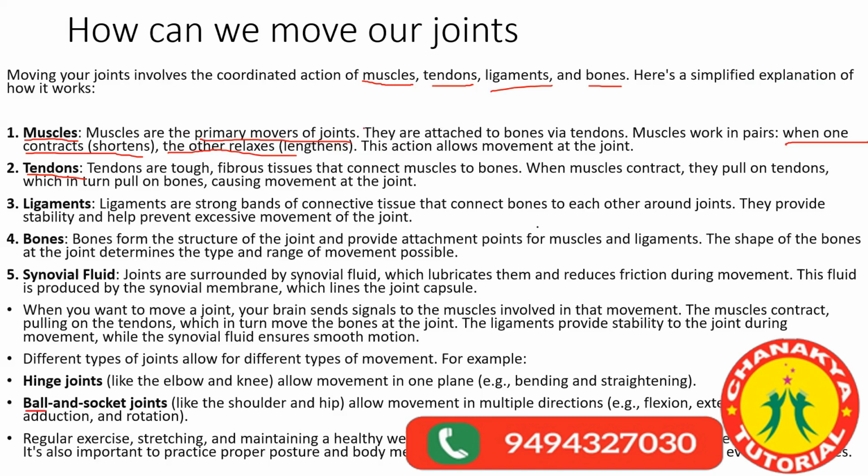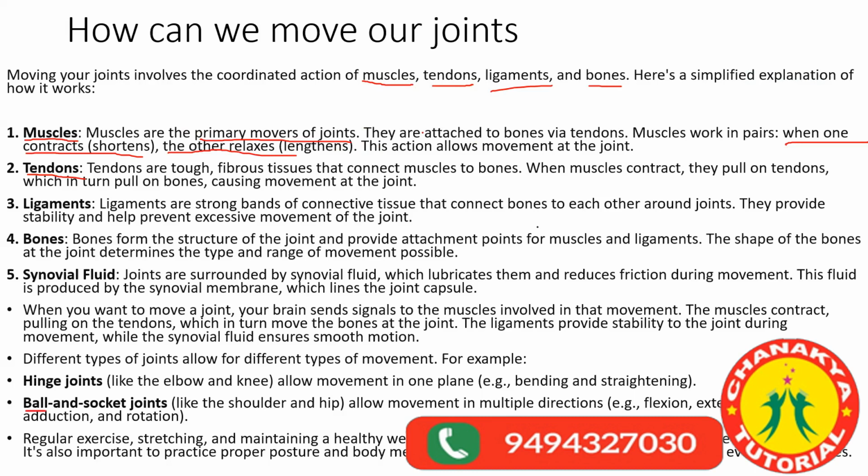So muscles are nothing but muscles attached to the bones of our body. Muscles and bones are always attached together with the help of tendons. When we move the body, muscles and bones both move together. So muscles are attached to them via tendons.